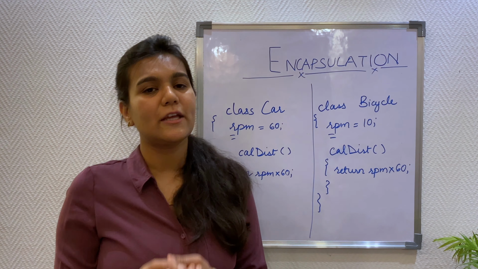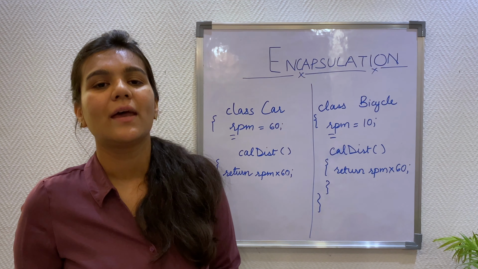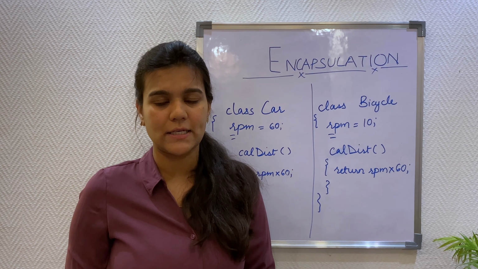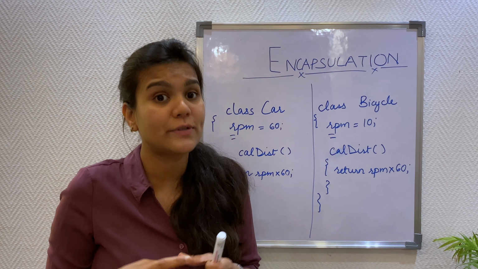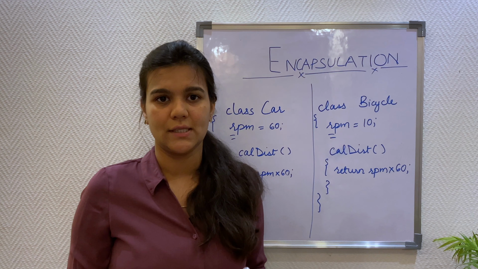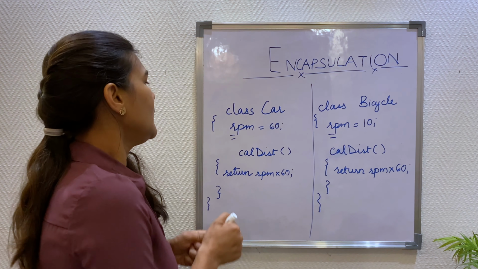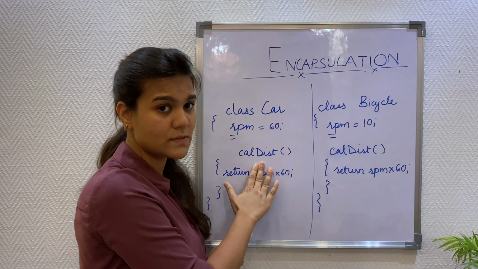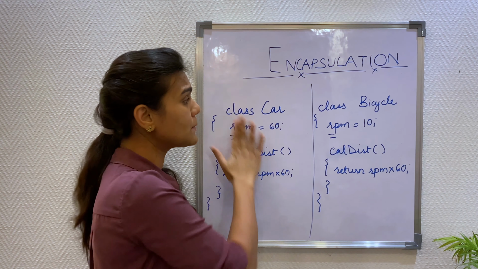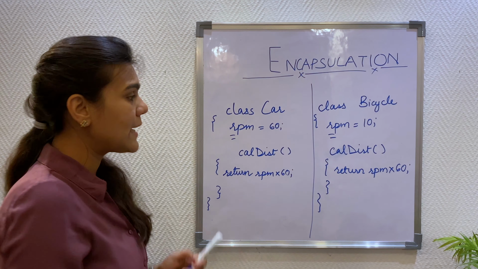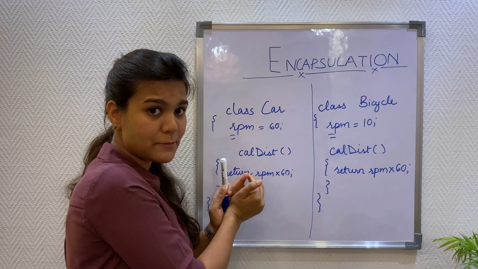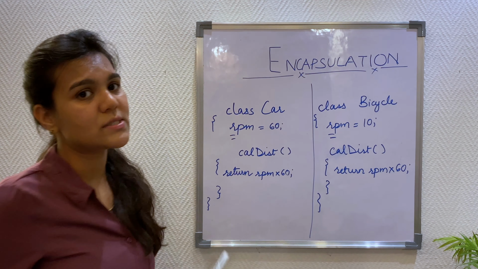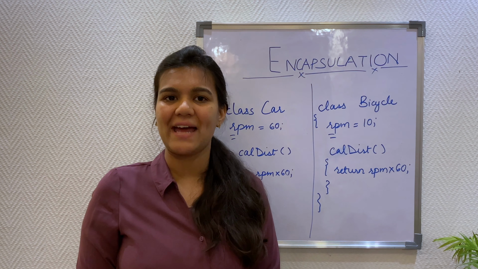Second benefit is information hiding or data hiding. Encapsulation provides security of data by isolating the data by packaging it into the protective custody of its methods. Now what does this mean? The RPM property is being operated upon by the calculate distance method and is not accessible to the outside world. Hence, it has been encapsulated by this calculate distance and is secure from the outside world. And this is what information hiding is.